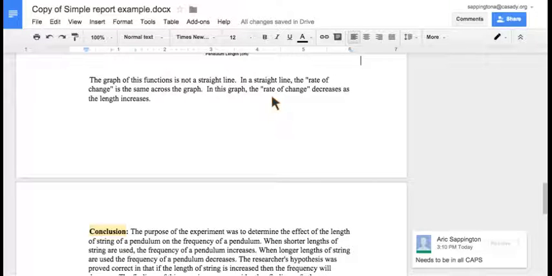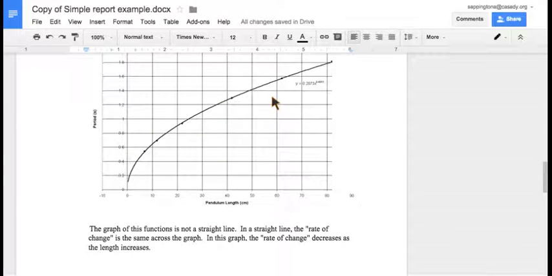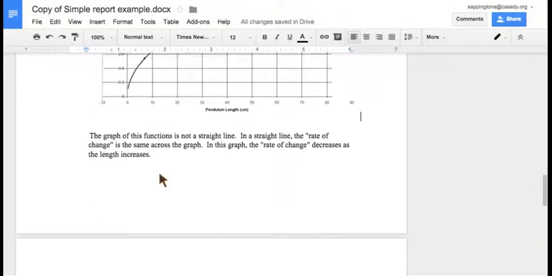And then you need to have a sentence. This is something that a lot of students forget to do. You need to summarize the graph in a sentence or two. It says graph summarized in sentence form and placed right below the graph. In this case, they wrote the graph of this function is not a straight line. In a straight line, the rate of change is the same across the graph. In this graph, the rate of change decreases as the length increases. So they will need to have said something along those lines for their graph.